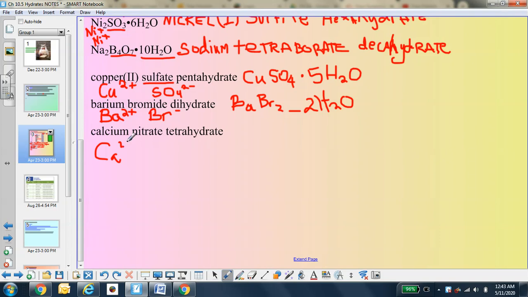Calcium is Ca, second column, second group, positive 2. Nitrate is NO3. It has only a negative 1 charge. So how many calciums and how many nitrates are needed? 1 calcium, but we need 2 nitrates. That has to go inside of a pair of parentheses. NO3, parenthesis, subscript 2, tetrahydrate. Tetra is 4. My little dot, 4H2O.